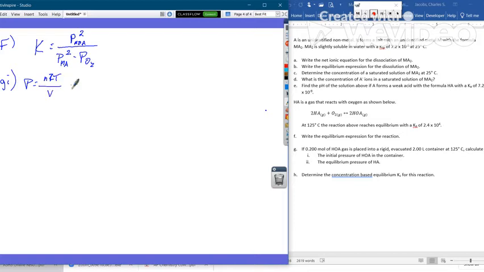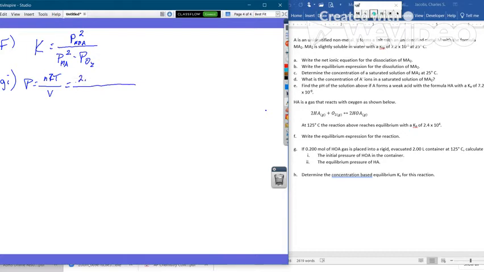nRT over V. You'll notice this way right here, when using the ideal gas law as well as many other equations, if you look at the solutions provided for a lot of the AP FRQ questions, they will rearrange the equation algebraically before plugging any numbers in. And that's a really nice way to show your algebra and make it really clear to the people who are reading and grading your test. So please consider doing it that way.